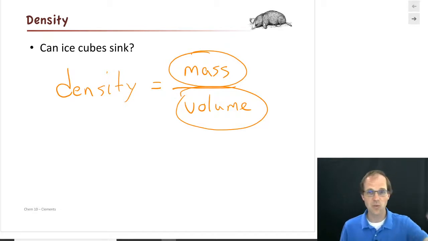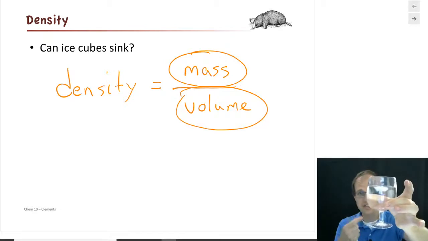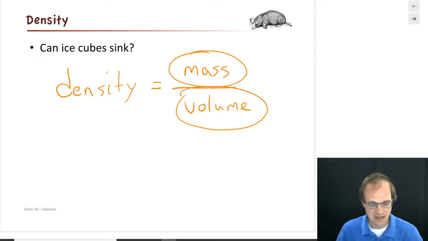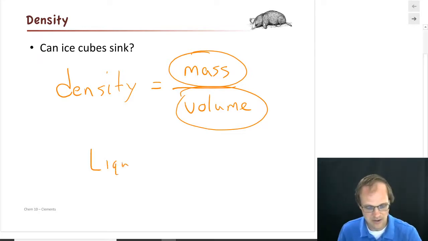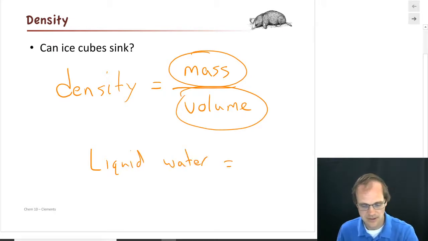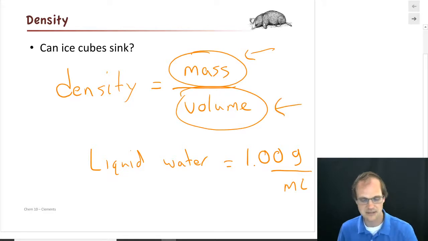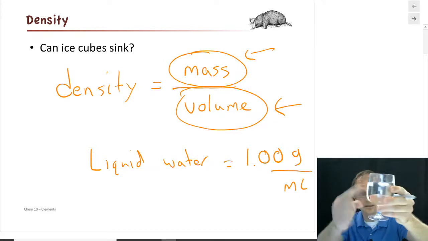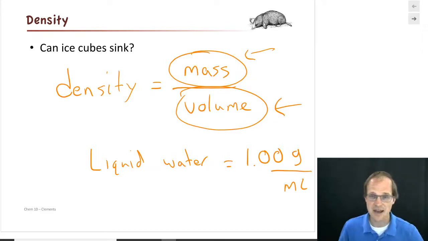So when I've got water here, liquid water, it's got an inherent density. In fact, the inherent density of liquid water is 1.00 grams, that's our mass, divided by milliliters, that's our volume. And all that says is if you take 1 milliliter of liquid water, it has a mass of 1 gram.